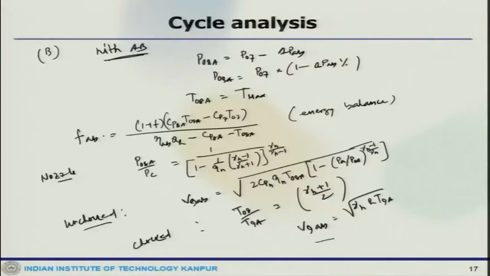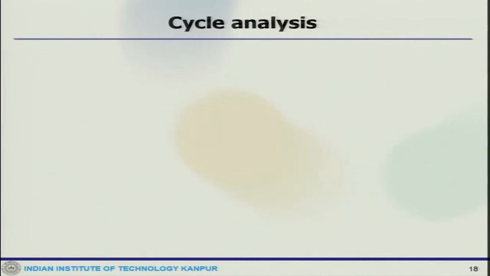Looking at this dual spool turbojet engine, we have looked at the afterburner calculations, and now we look at the performance parameters. This is where we had just stopped. We just checked both the different scenarios, with or without afterburner. So now we will look at some of the performance parameters for the dual spool engine.